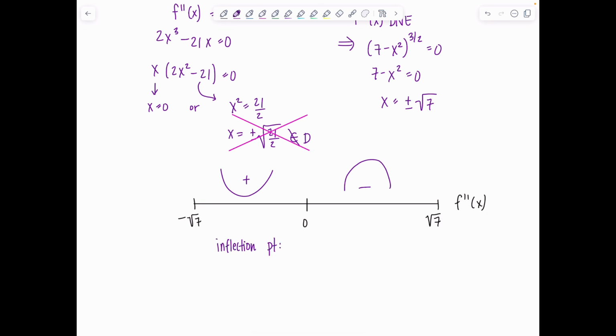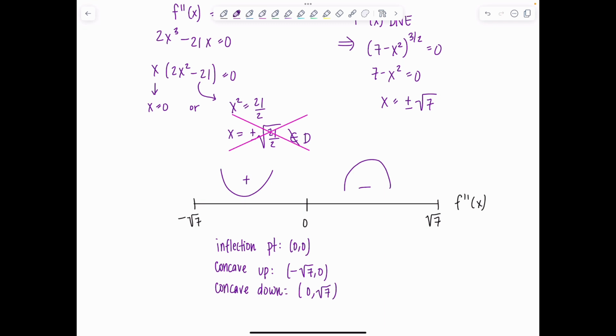Inflection point at 0, 0. And then the graph is concave up from negative rad 7 to 0, always parentheses, and concave down from 0 to rad 7. Okay.